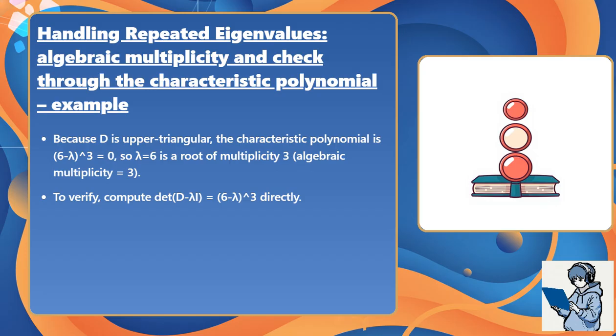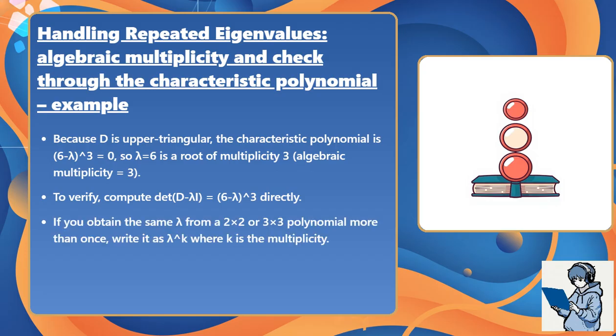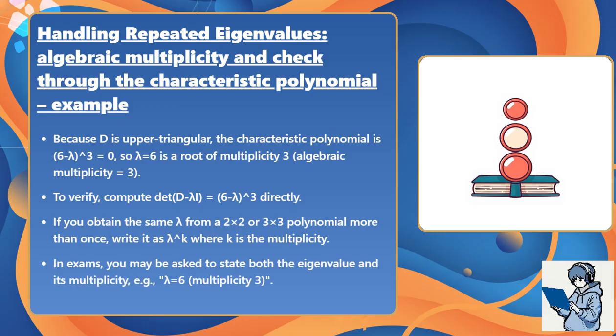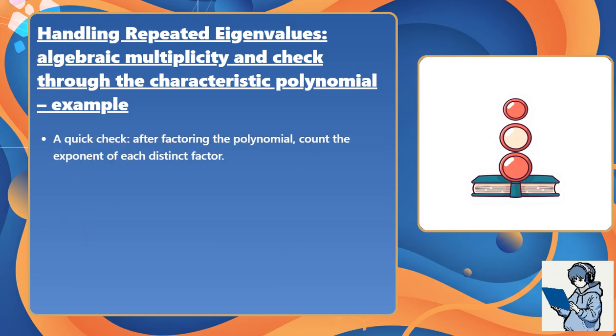If you obtain the same lambda from a 2 by 2 or 3 by 3 polynomial more than once, write it as lambda to the k, where k is the multiplicity. In exams, you may be asked to state both the eigenvalue and its multiplicity. For example, lambda equals 6, multiplicity 3. A quick check: after factoring the polynomial, count the exponent of each distinct factor. That exponent is the algebraic multiplicity.